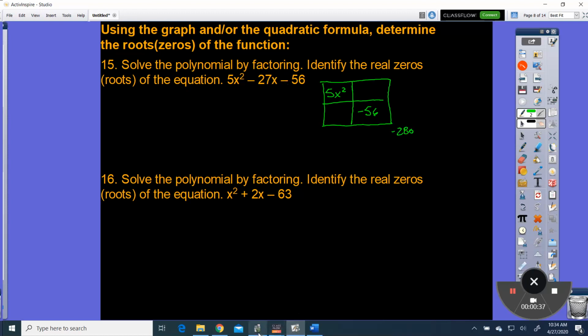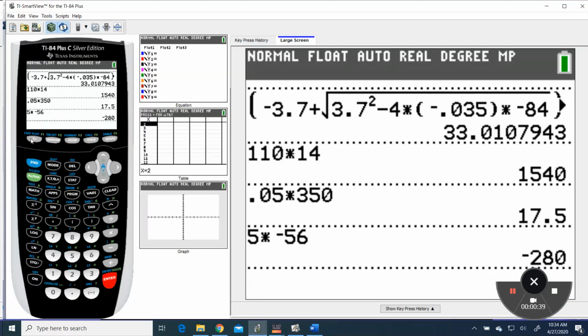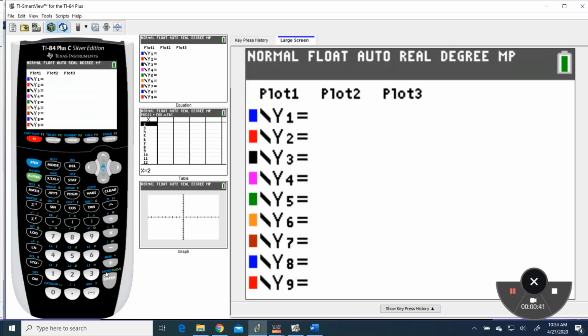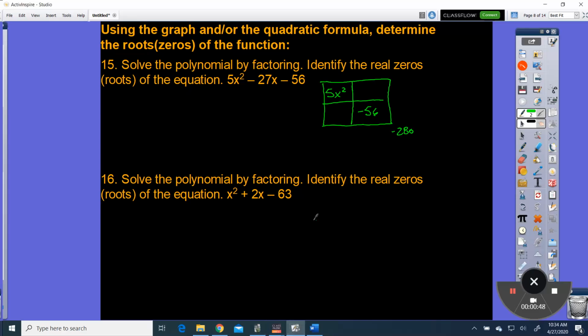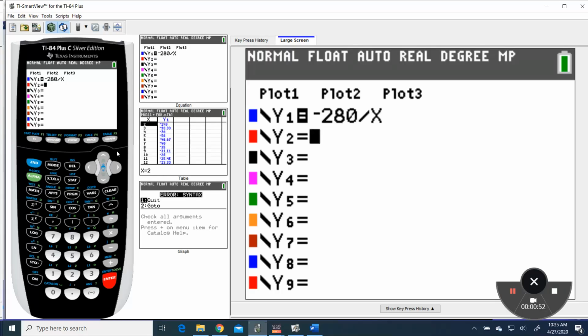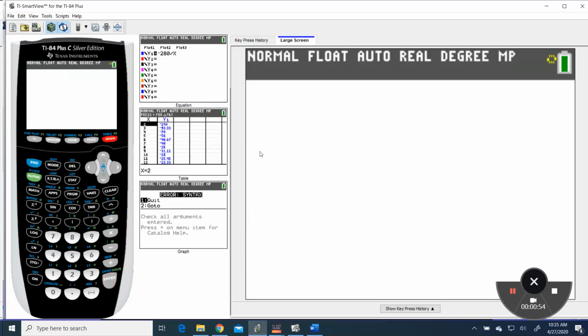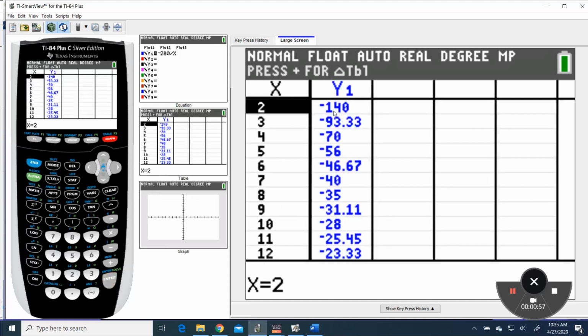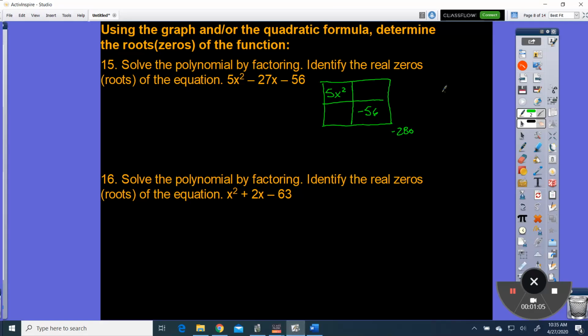So I'm going to go back to my calculator and go negative 280 divided by x. And the bigger number in the middle was negative. So I want to find my bigger number to be negative. So I'm going to go second graph. It's got to combine to be 27. 2 and negative 140. That doesn't. That doesn't. That doesn't. That doesn't. That one does. 8 and negative 35. So 8 and negative 35 combine to be negative 27.